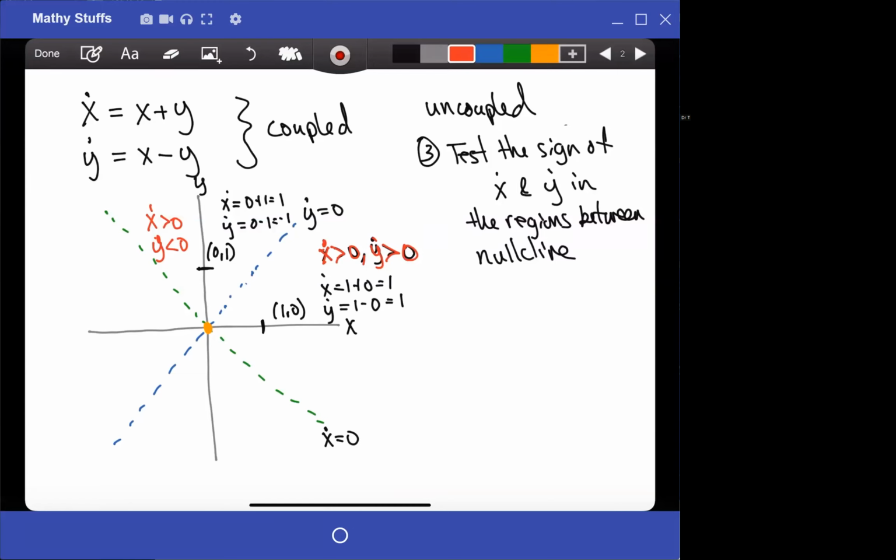And you could go ahead and test other points in here. I always go for the lowest hanging fruit, and you should test those 2 points out. But what you're going to find, and let me do this in red, is that over here we're going to have x dot is negative. And let's see, what side of the y null cline are we on? We're on the y less than 0 side. So y dot is negative here. And then down in this final little triangular piece that frames the lower y-axis, we're going to have x dot is negative, and we're going to have y dot is positive.